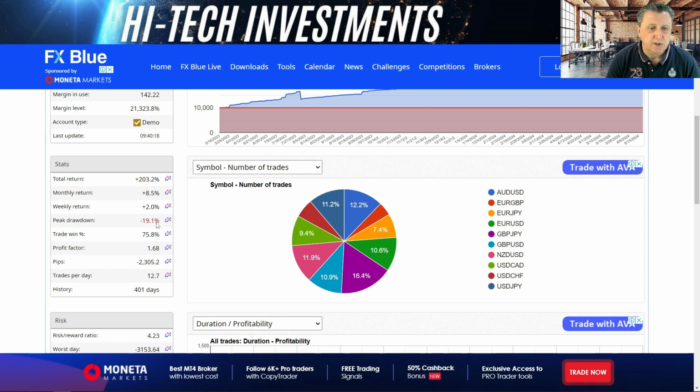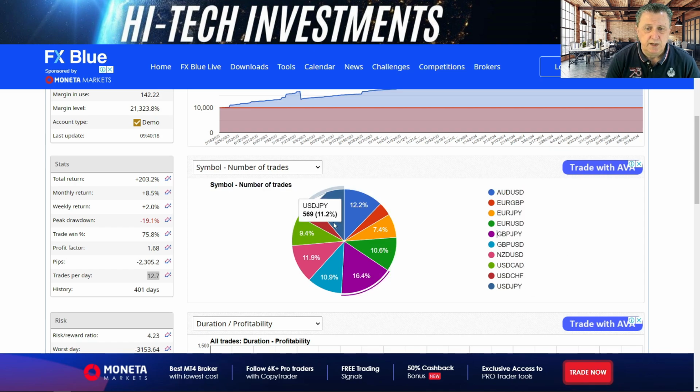We have some peak drawdowns of 19%. We're going to have a closer look at that. Trade wins is also above 75% in here. And then pips, about 2,305 pips. Trades per day, there's obviously a bit less, 12, because you only have 10 pairs in here. And you can see the percentage of trades that are here. So for example, Euro USD 10.6% with 538 trades in total. All the currency pairs you have over here.